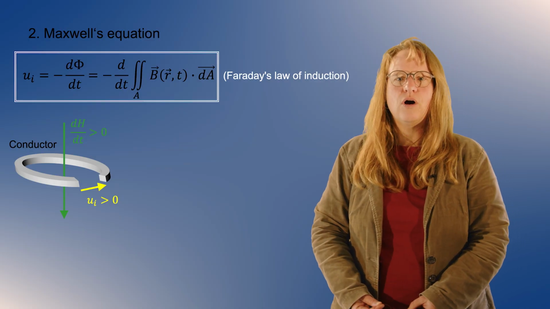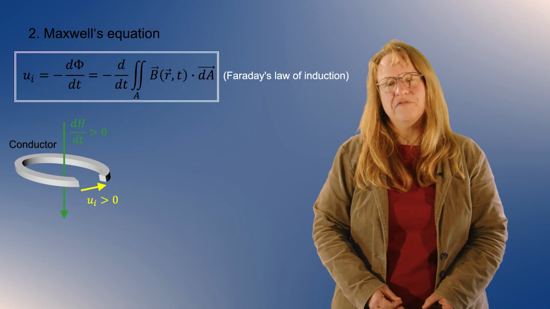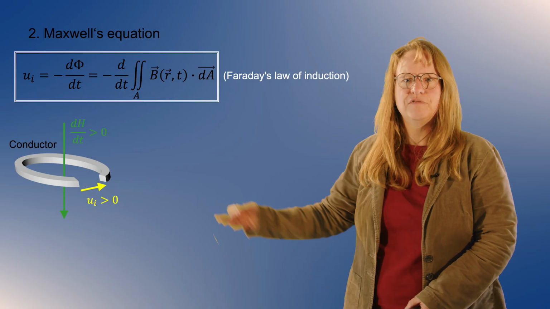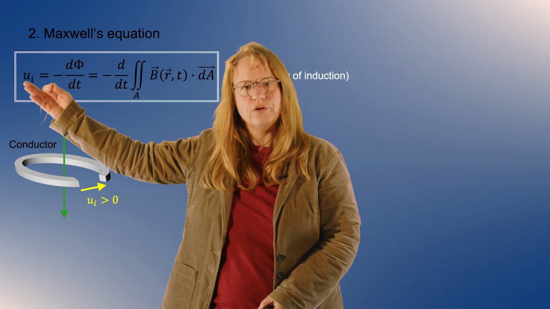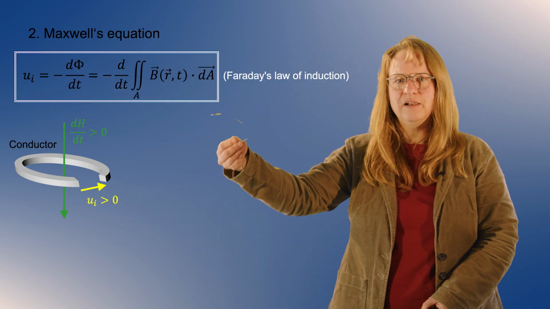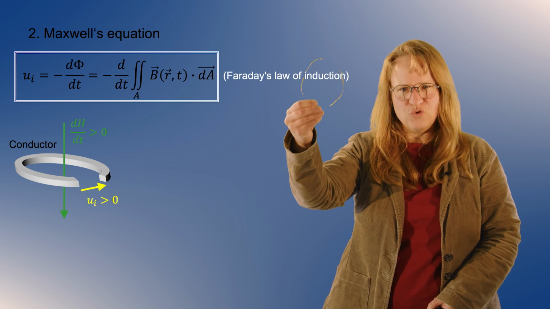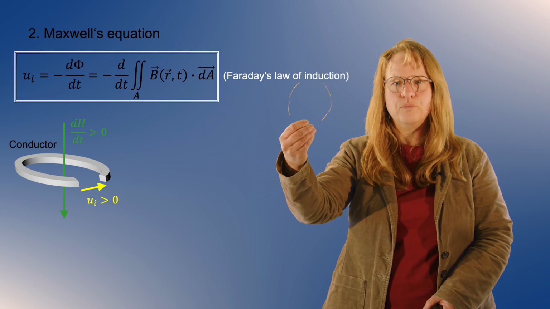Faraday's law of induction is given up here, and it tells us that if you have a change in the magnetic flux, then we will induce a voltage U. So I brought here this wire loop, so it's just a single loop, not a coil in that sense. So we have a conductor loop here.